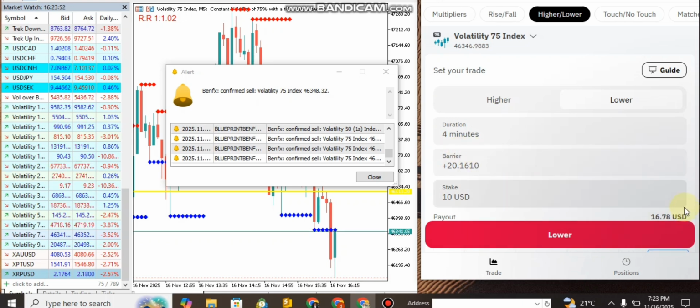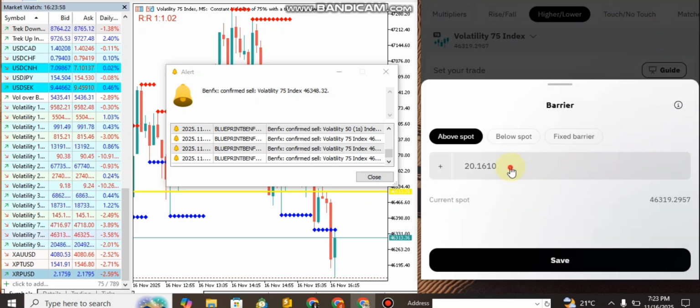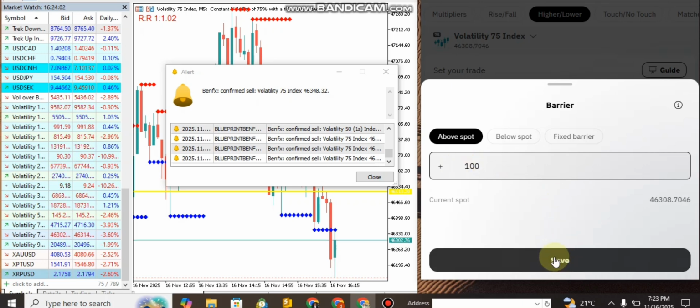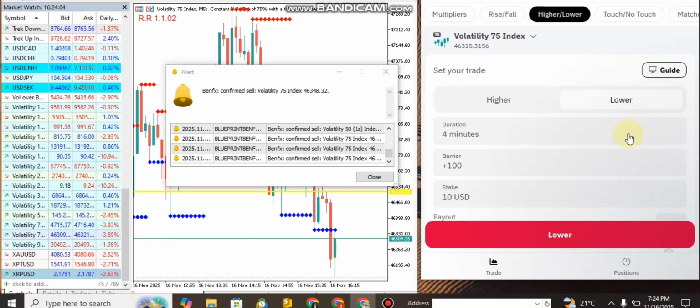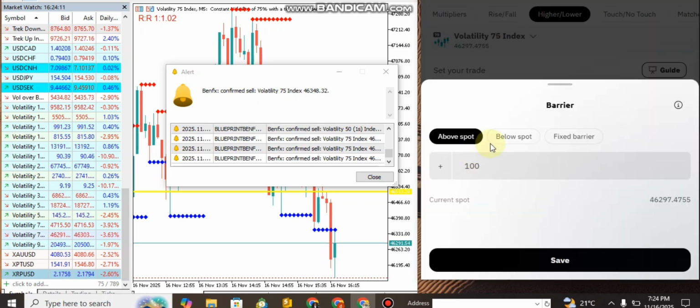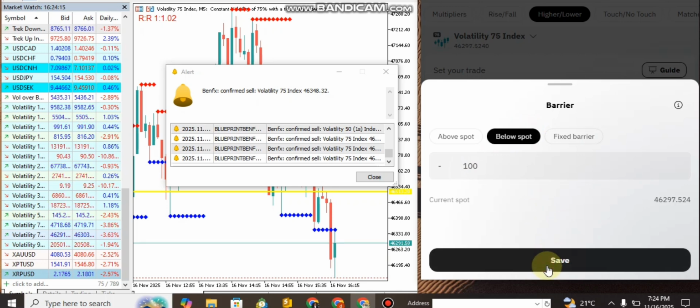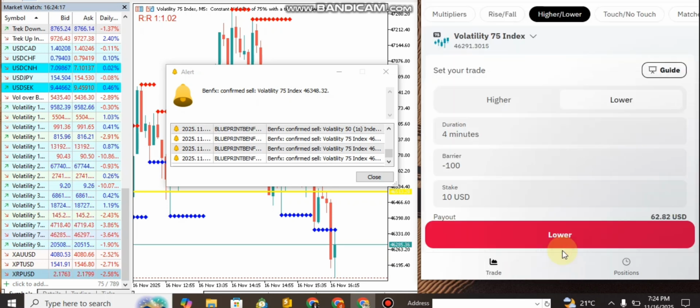And the next thing I'm going to change is the barrier. The barrier should, at least, make you more than 400%, meaning if I stake $10, I should be able to get $40 in return. So I'll change the barrier as follows. Remember the first thing, lower is negative, so it's below spot. Higher is positive.